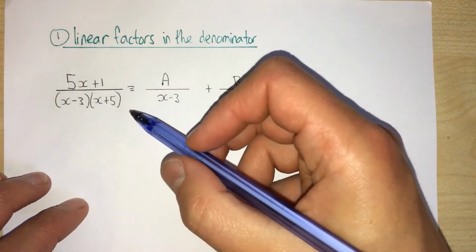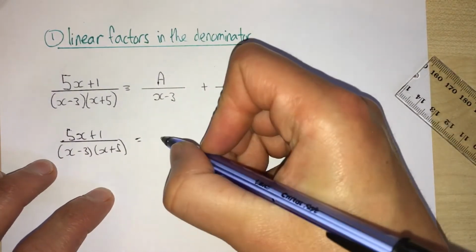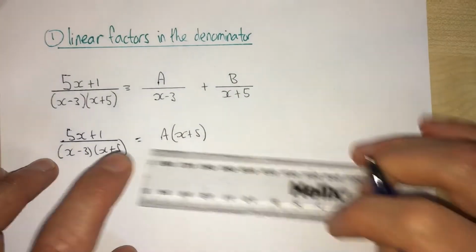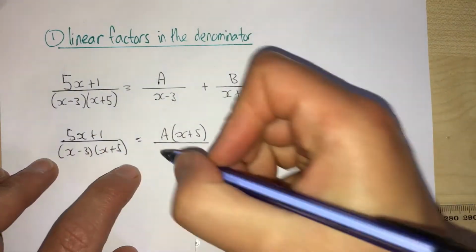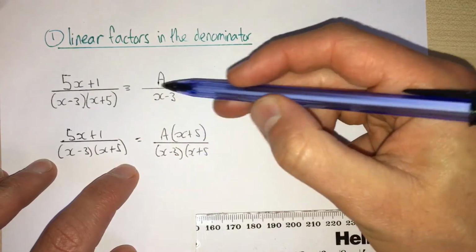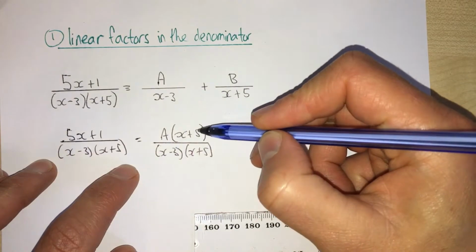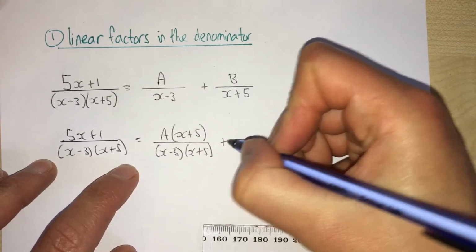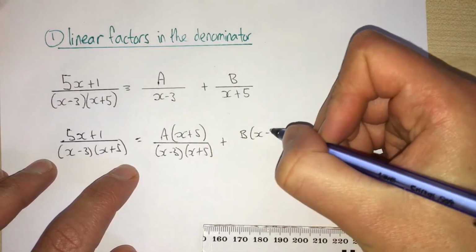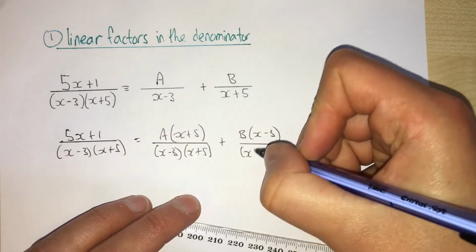So if we have the left hand side staying the same, the right hand side becomes a multiplied by x plus 5 all over x minus 3, x plus 5. So the value of this fraction hasn't changed. We've just multiplied it essentially by 1, because x plus 5 over x plus 5 is 1. And then we're going to multiply the second fraction by this factor here, x minus 3. We do that on the top, and we do it on the bottom to keep the value the same.